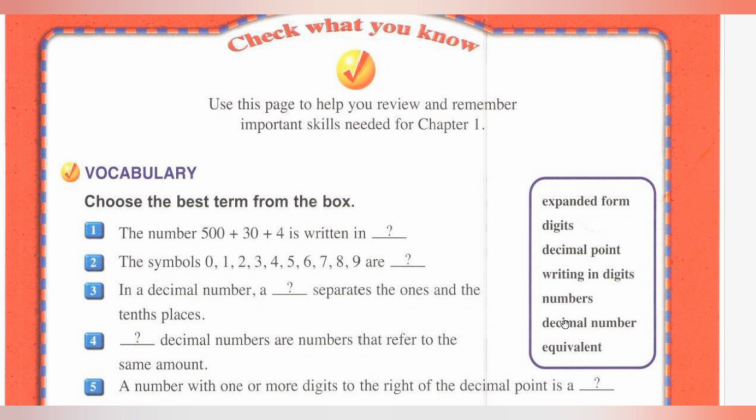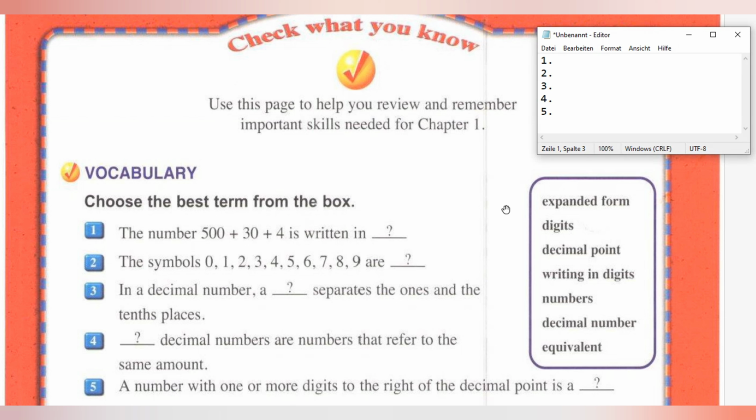This is very important. So if you are not so familiar with this topic, please look at a book from your grade 4. Okay? So the first answer is expanded form. The second task is the symbols. 0, 1, 2, 3, 4, 5, 6, 7, 8, 9 are, of course, digits. So the solution is digits.